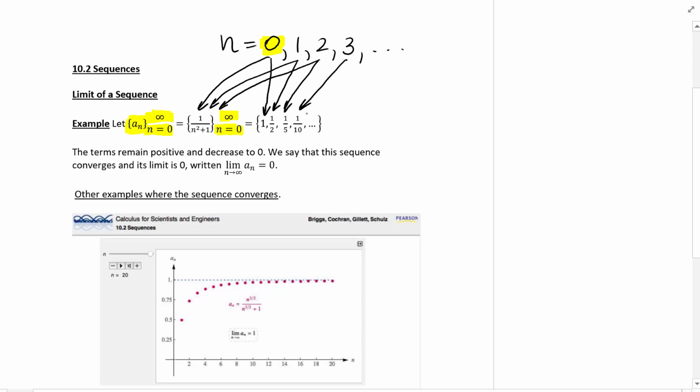So what do we notice? We notice that the terms remain positive. We have only positive numbers, and they decrease to 0. So we say that this sequence converges and its limit is 0, and the notation is the limit as n approaches infinity of a sub n equals 0.